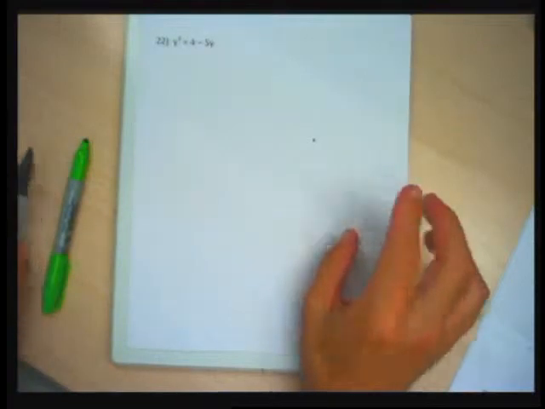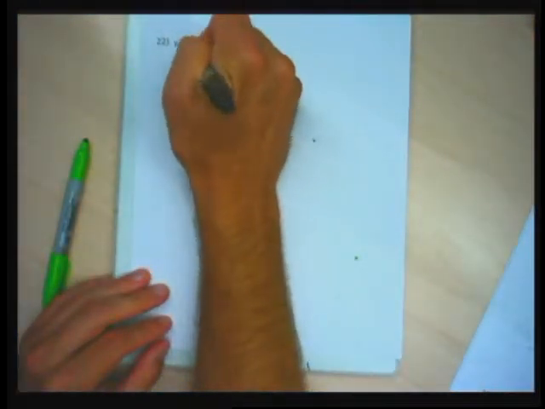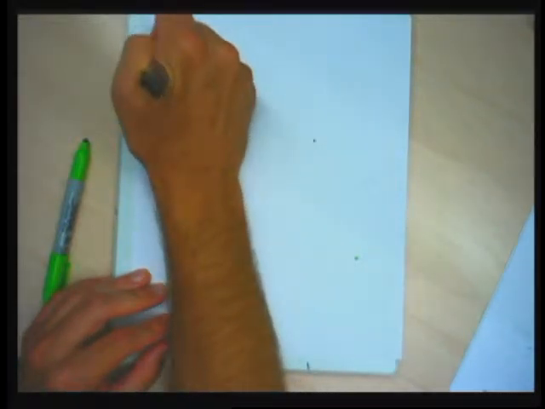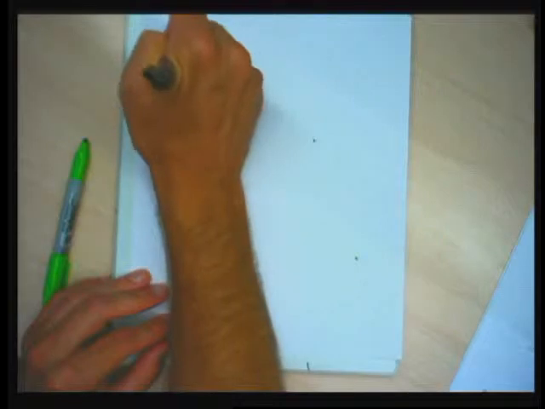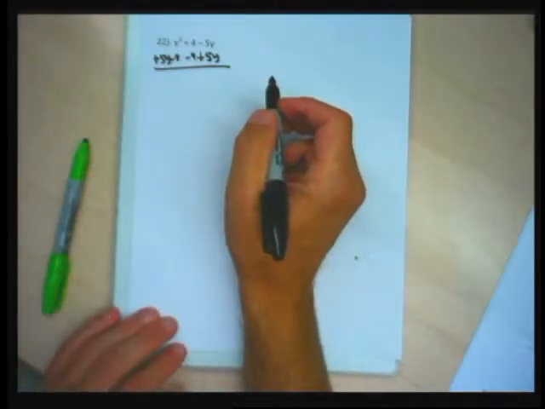22 is a little bit trickier. It's not set equal to 0. I need to set it equal to 0. So I'm going to add 5y and minus 4 from both sides. On the left side, when I add 5y and minus 4, it doesn't combine with the y squared, but I better write it in a nice order.